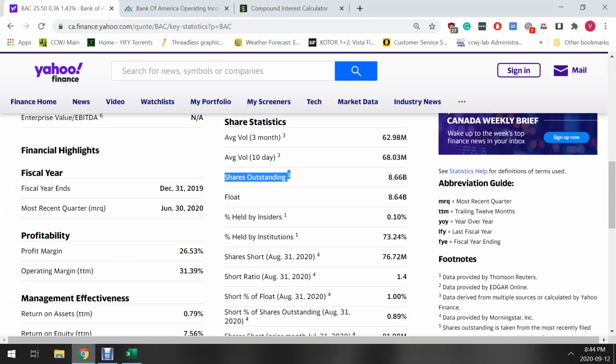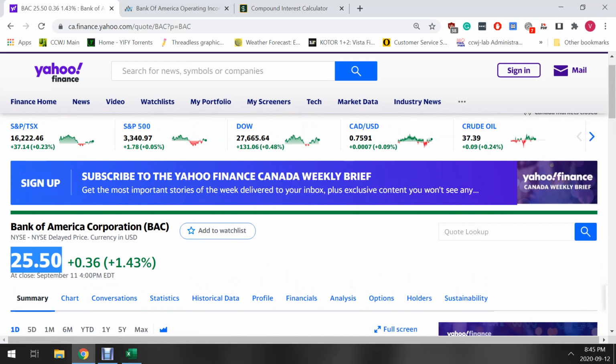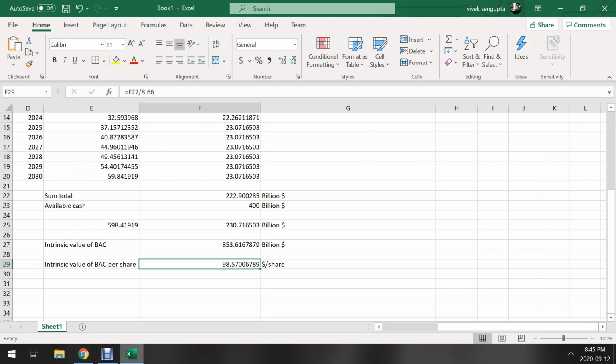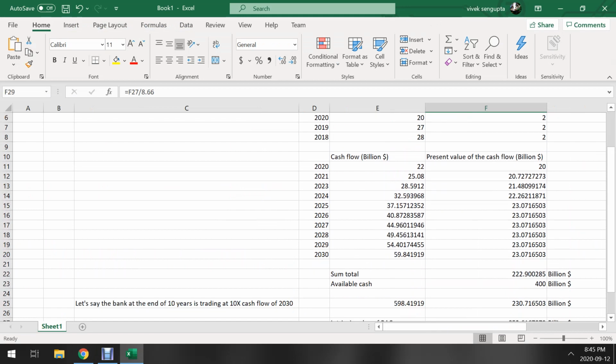And now if you go back up here, right, and you see that the bank is trading at $25. So this is trading at a much lower value than what it is worth. So I think this is highly undervalued right now.